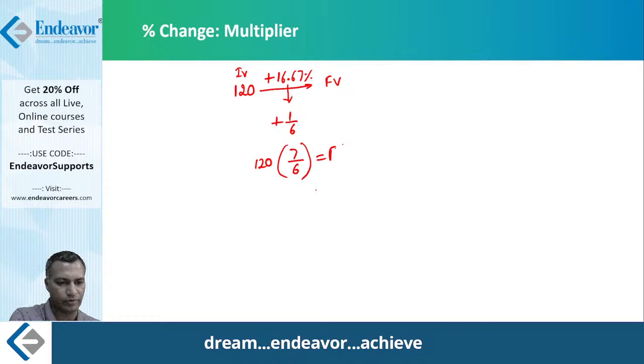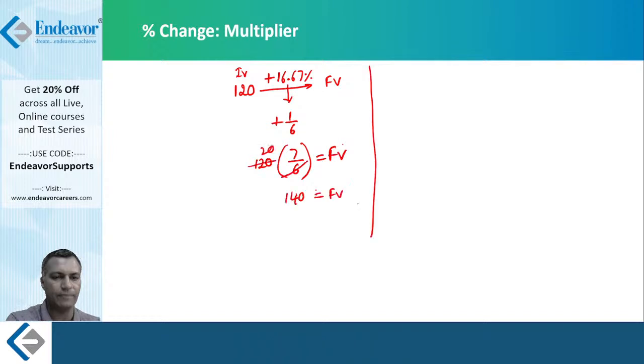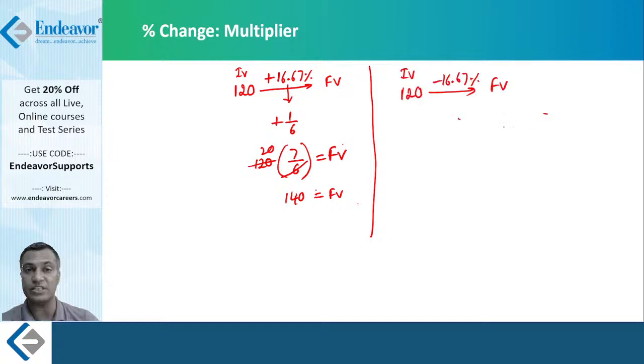On the other hand, now listen to me. Say the initial value is the same 120. This is the initial value. This time you decided to decrease this by 16.67%. What will be the final value? Naturally, it would be less than 120. So again, the method remains the same. It's a decrease. Decrease means minus. What is 16.67 in fraction form?